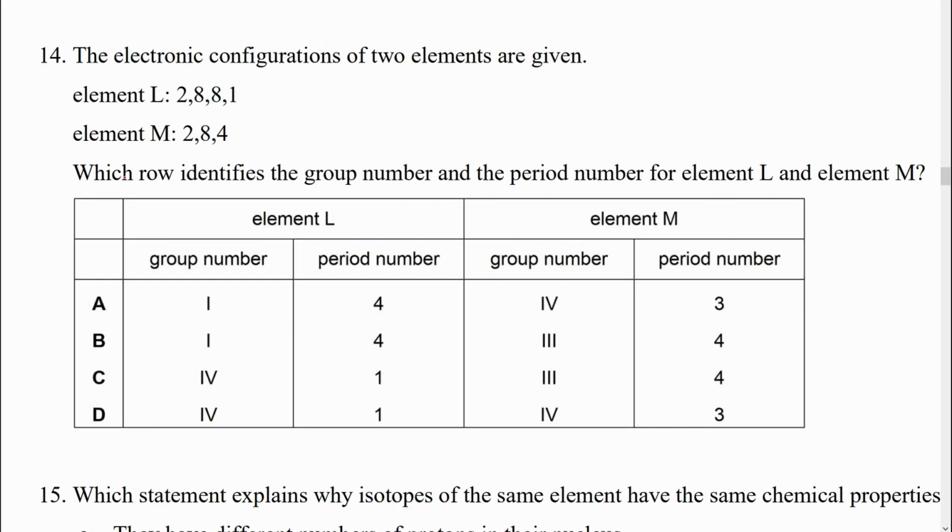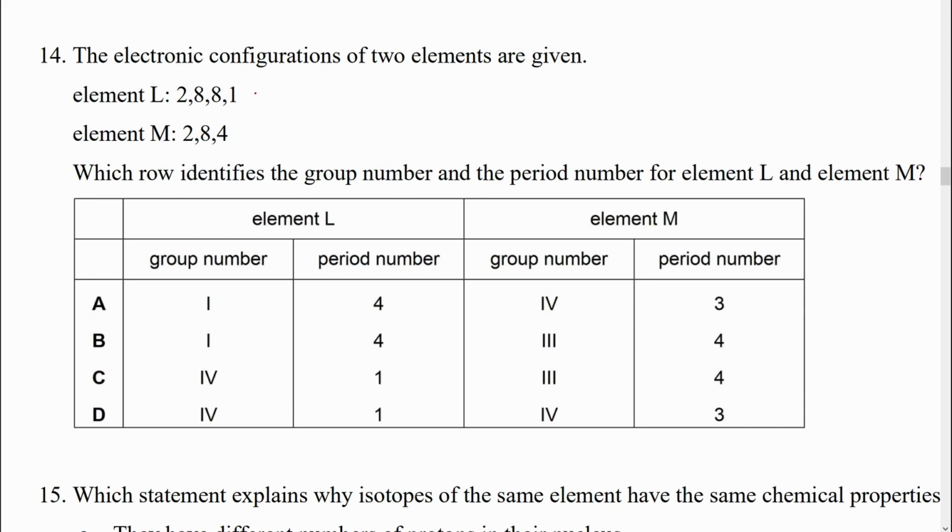Question 14. The electronic configuration of 2 elements are given. Element L is 2, 8, 8, 1, element M is 2, 8, 4. Which row identifies the group number and the period number for element L and element M? So remember, how do we determine the number of group?